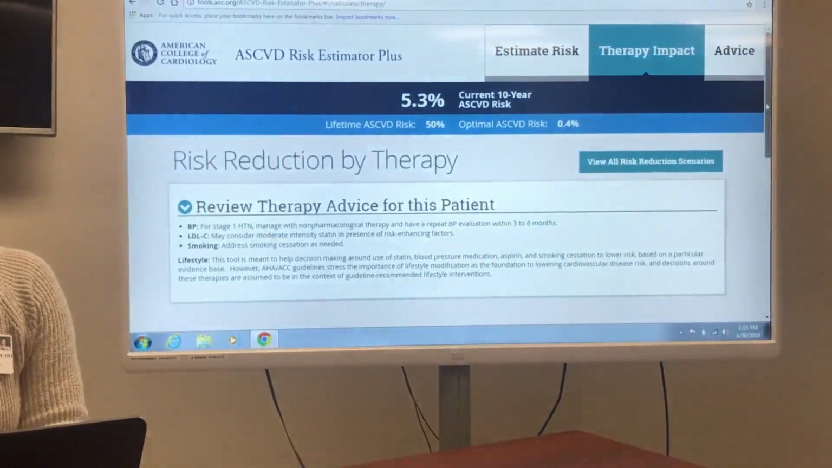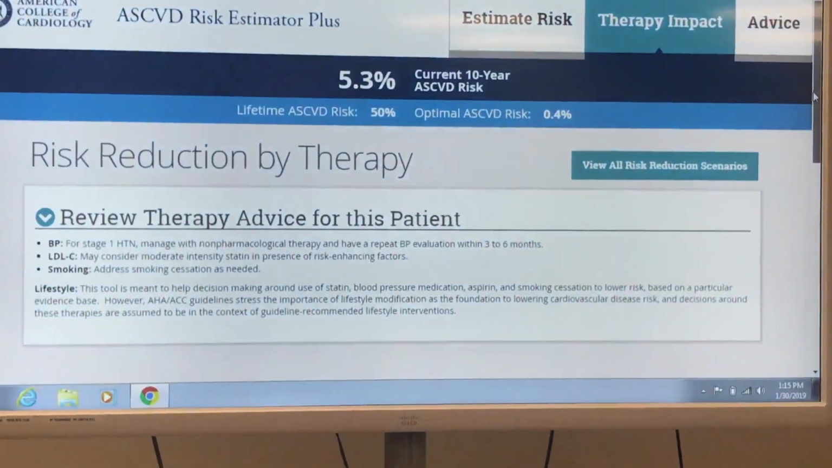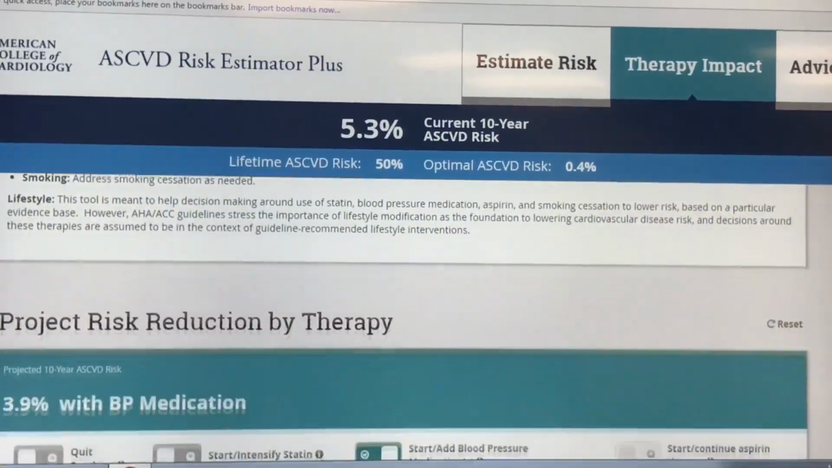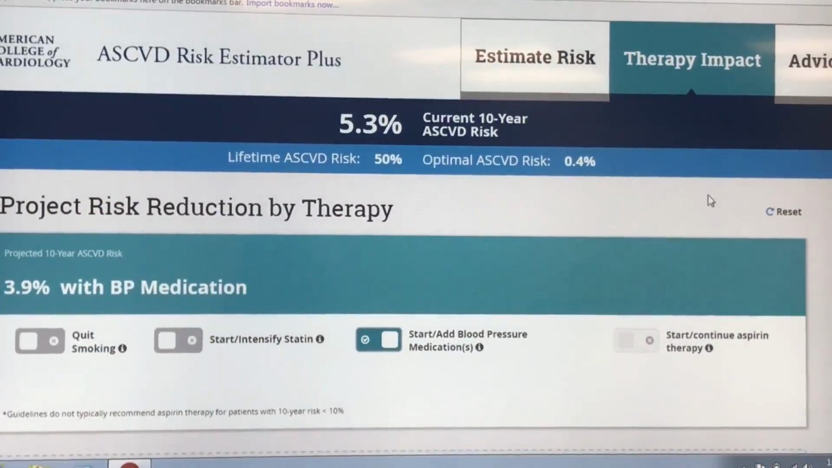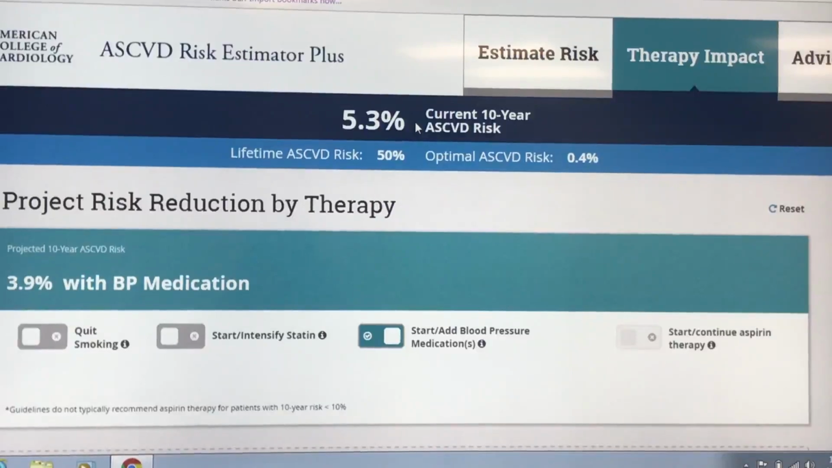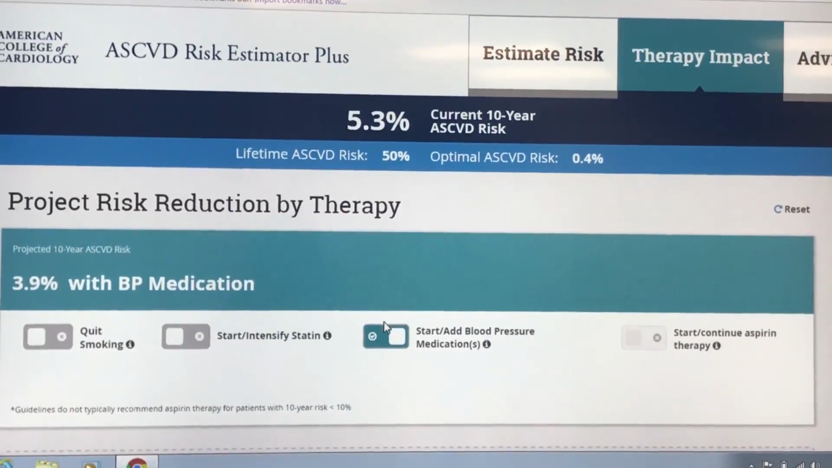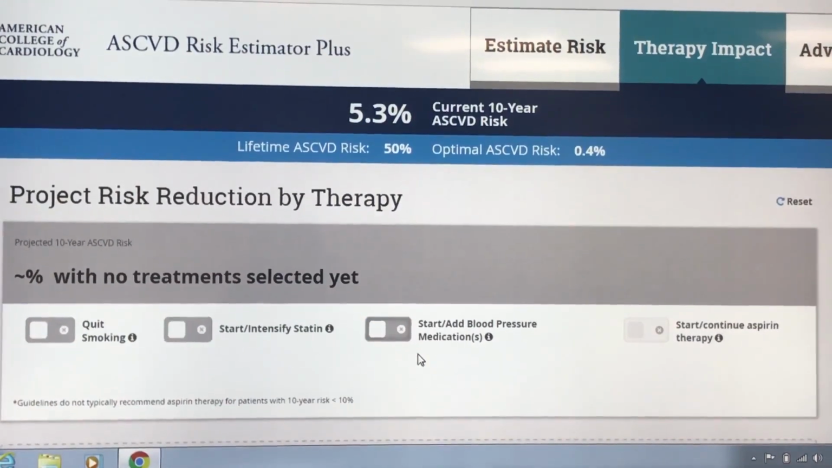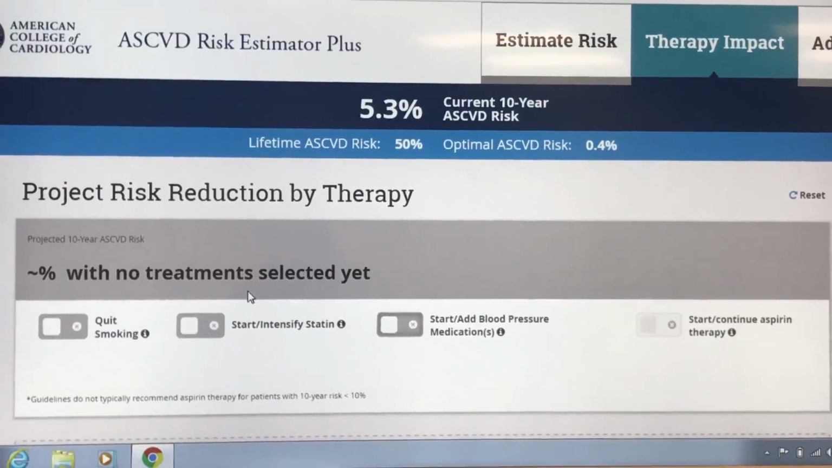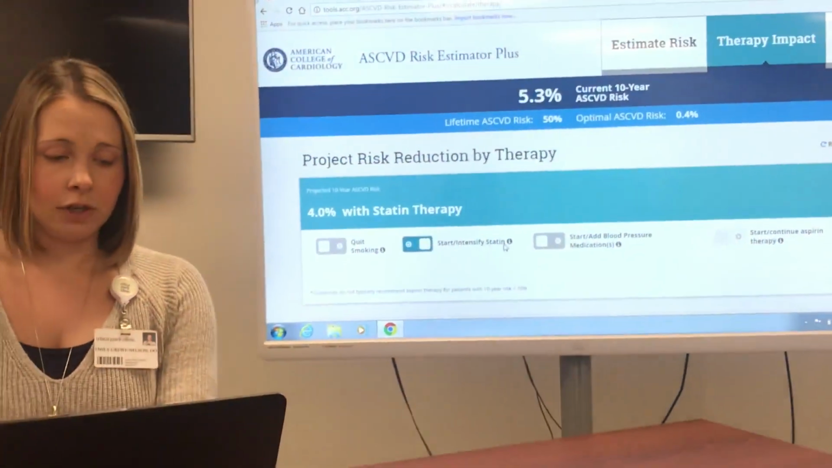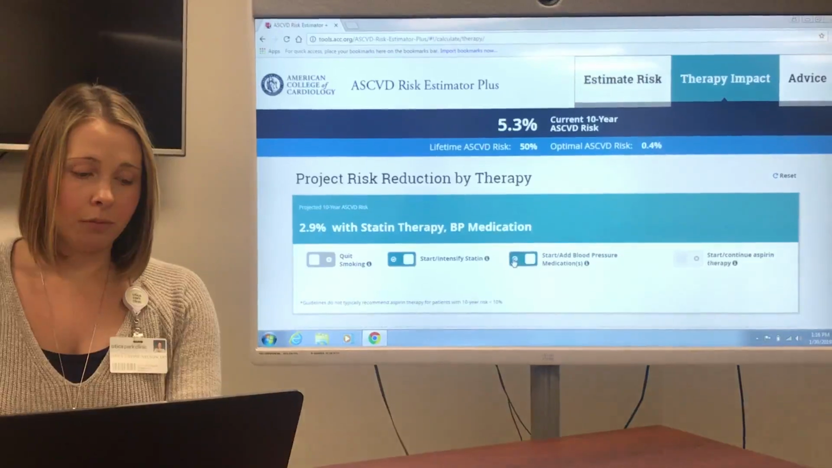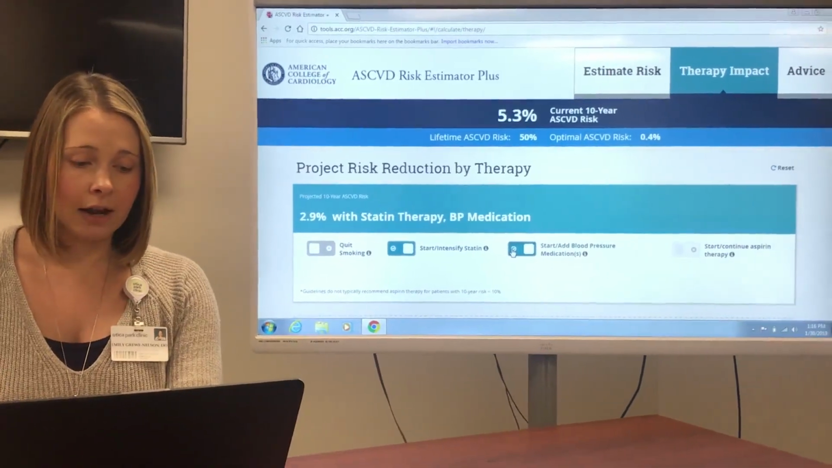So this is also a great way. I use this in smoking cessation counseling too, because if you plug this in and you say, you're at a point right now where you would need a statin medication, a cholesterol medication, and if we started that, we would decrease your risk to 4%. If we added blood pressure medicine, decrease it to 2.9.